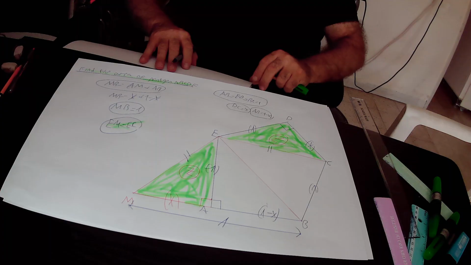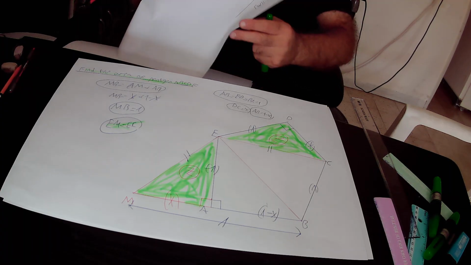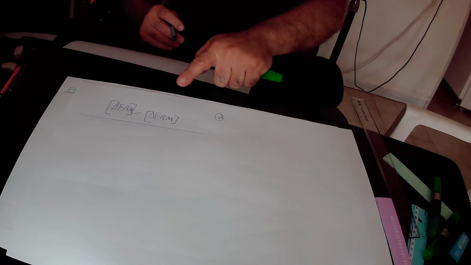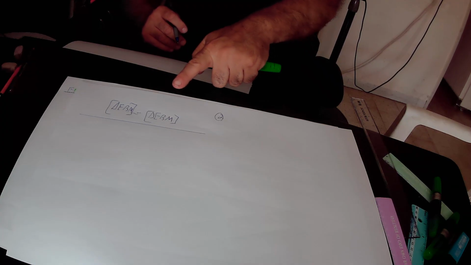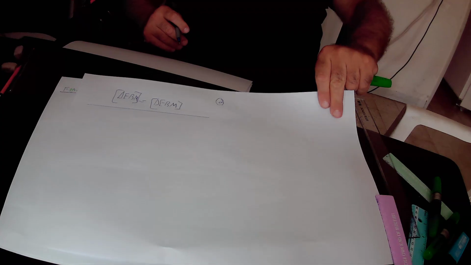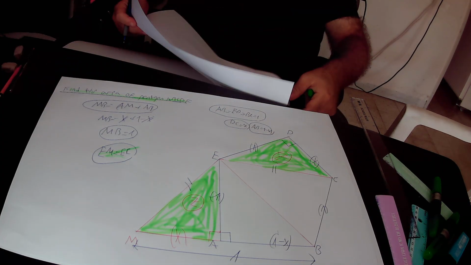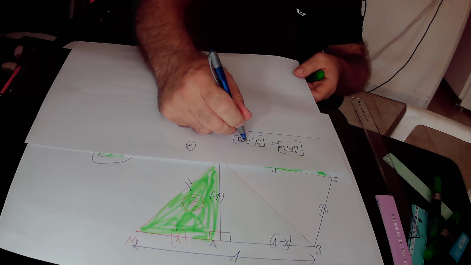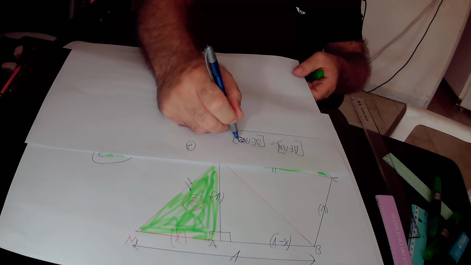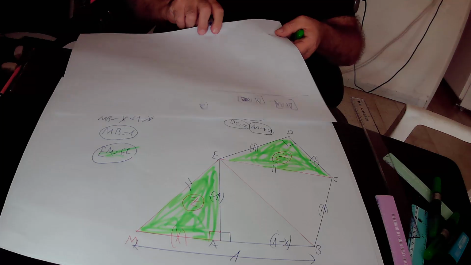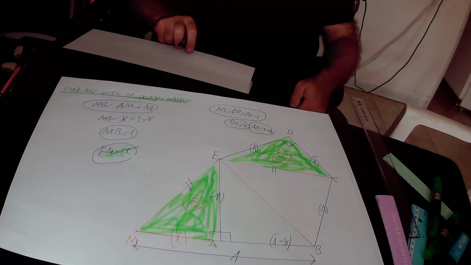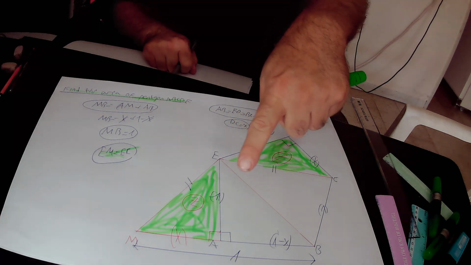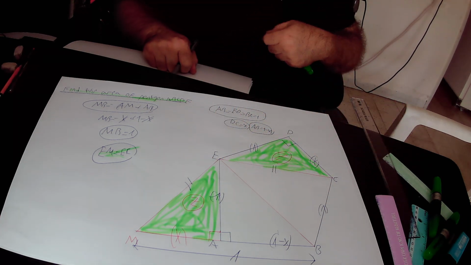Again, the area of triangle EBM is equal to the area of triangle EBC, because they can go into each other. So in the next step, we calculate the area of this triangle MEB.